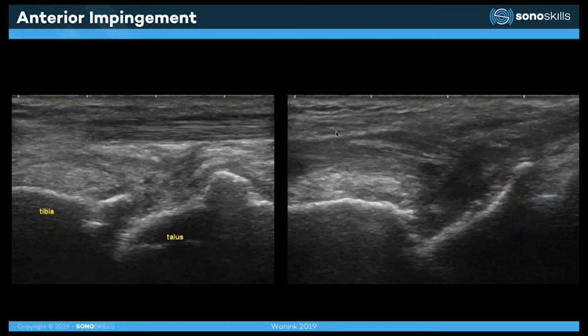So looking at the shape of the bone, we can see that in both images, the talus has an extra convexity, a spike on top of the talus, a piece of bone, a spur, which is going to impinge with dorsiflexion. And in some cases, this spur can even rub against the tendon, also causing tendon changes, which you can see in the right picture.